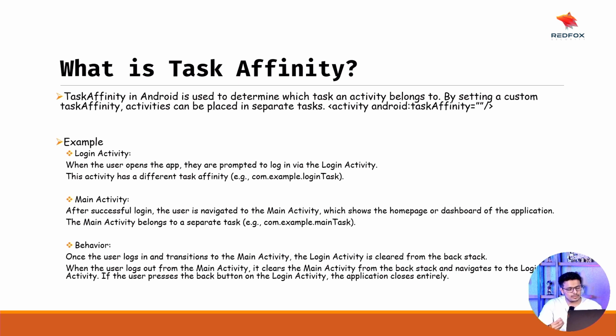Now let's assume the developer has set two different task affinities: for the login it is com.example.login task, and for the main activity it is com.example.main task. So now when the user is logged in and has done all the tasks and is trying to log out, when the user presses the back button on the login page, it makes sure that there is no activity in the backstack, and it will just close the application.